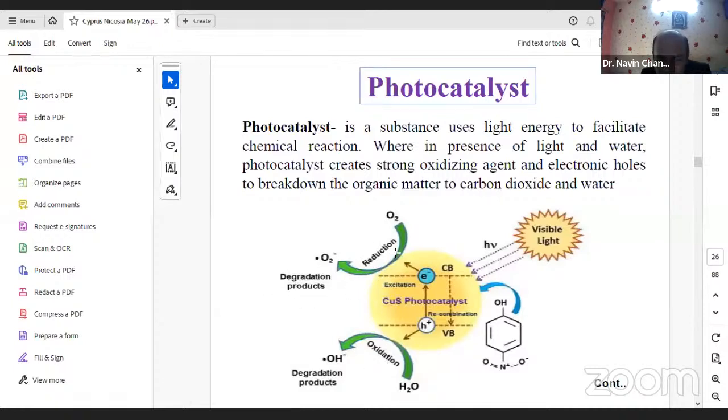This is the degradation product during the reduction process, and this is the degradation product during the oxidation process. Okay, so photocatalysis is used because there is a simultaneous formation of electrons and holes. This change in the band gap itself increases the photocatalytic activity of this material.